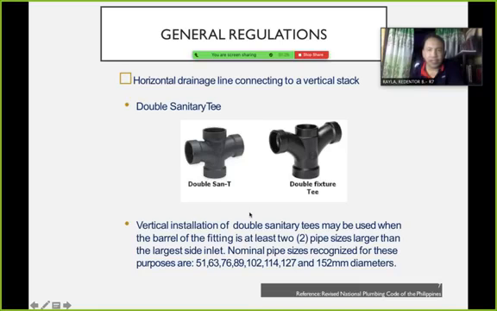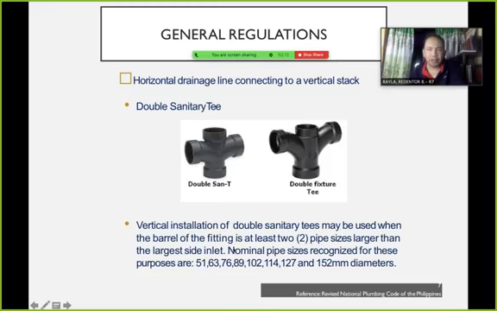We go to another regulation. Horizontal drainage line connecting to a vertical stack. So we have the double sanitary. It's double because there's an opening on both sides. It can be a 1/8 Y, YT. It can be a Y. And this one is also a YT but double.